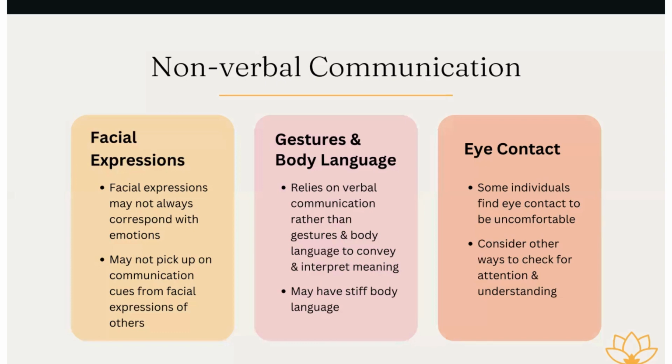Gestures and body language. Again, individuals on the autism spectrum may rely on verbal communication rather than gestures, body language, and facial expressions to convey and interpret meaning during an interaction with another person. And they may have stiff body language. Again, a lot of individuals on the autism spectrum engage in some self-stimulatory behavior, also known as stimming. So they might be using their hands and their body to move in other ways to self-regulate, which we'll talk about later. And they might not be using gestures and body language along with their verbal communication.